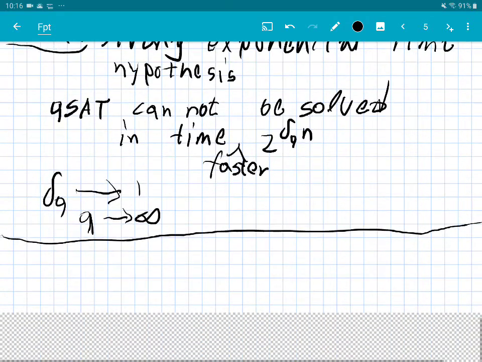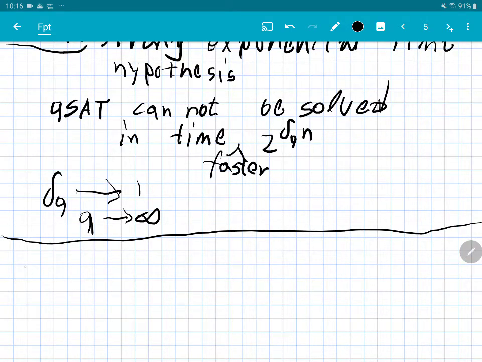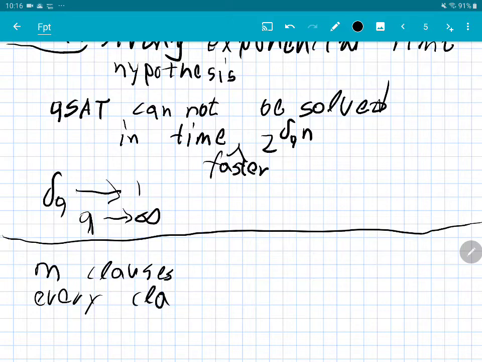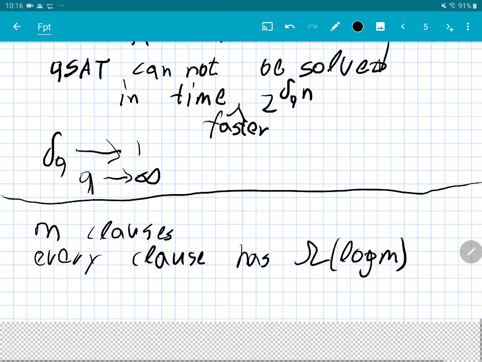So in particular, if you have m clauses in a formula, and every clause has omega of log m variables, right?